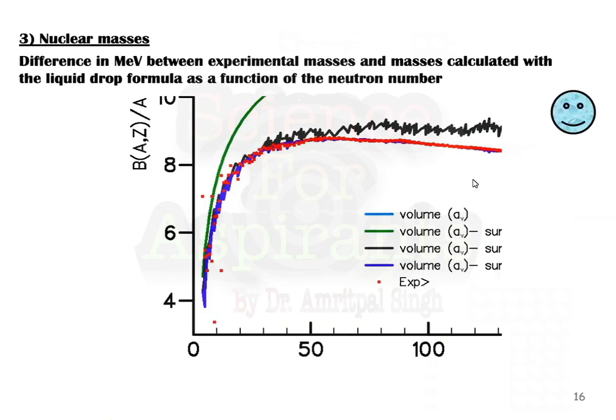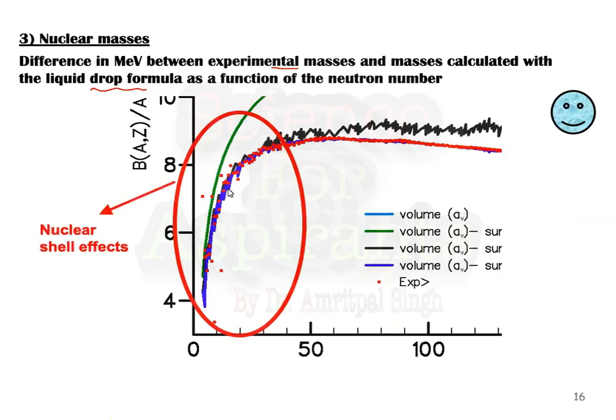Another trend in this graph is the difference between the energy calculated experimentally and theoretically with the liquid drop formula. You will see that for lower atomic number nuclei, the energy is quite different experimentally as compared to the energy explained by the liquid drop model. This difference in energy is somewhere here, and there is quite a variation for these lower atomic number nuclei.